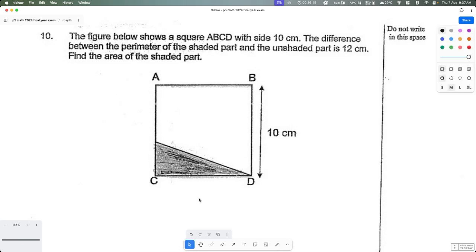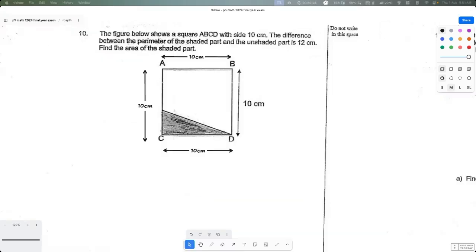Okay, so we know that this whole side, we just draw an arrow, is 10 centimeters. I drew every single side as 10 centimeters as well. The next thing is that I want to also highlight the different perimeters. For the unshaded part, I'm going to put this as red so that it's easier to see. The only difference is that there is this on the left side over here, and also this part over here. So this is the unshaded part.